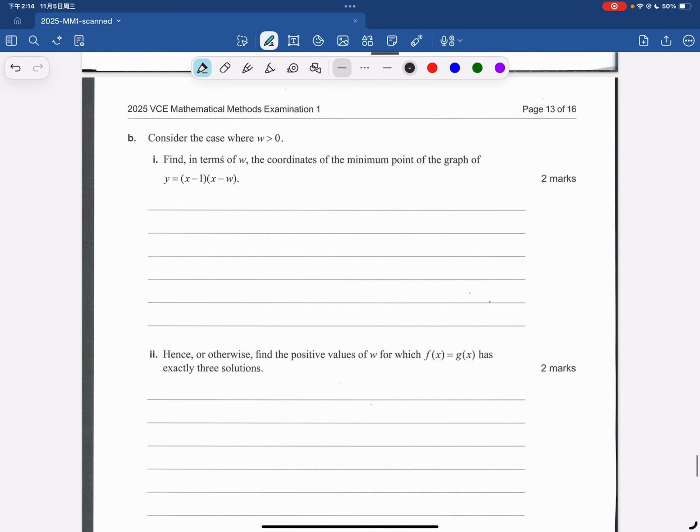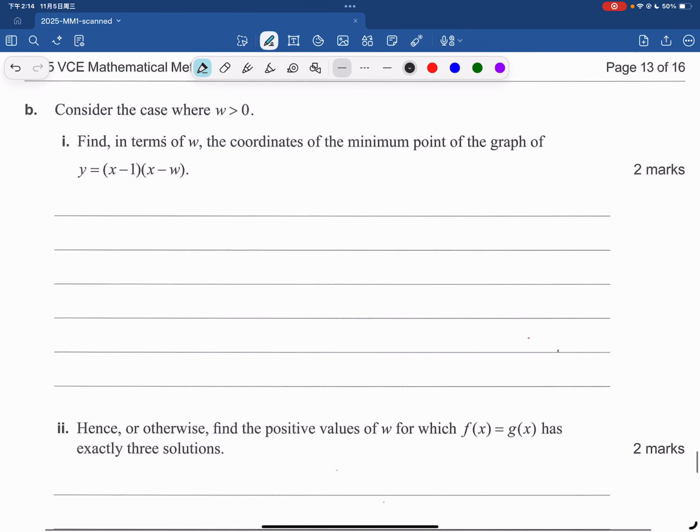Next one, consider the case where w is greater than 0. Find, in terms of w, the coordinates of the minimum turning point of the graph. Because this is a quadratic, w is also greater than 0. You have a 1 here, you might have a w here. I don't know where it is, but it has to be greater than 0. By symmetry, the x turning point is w plus 1 divided by 2.